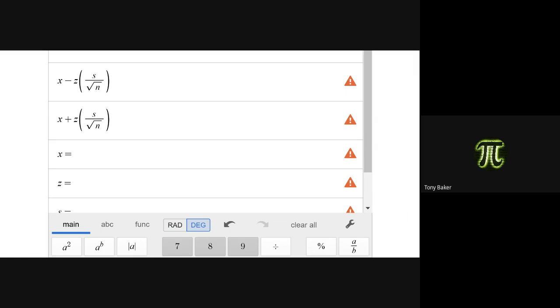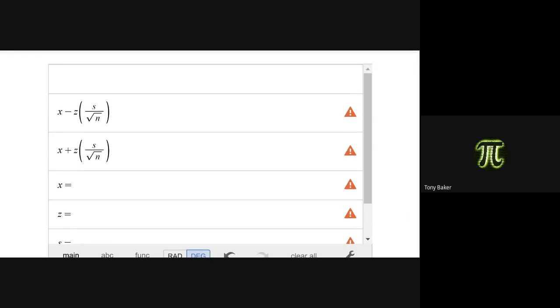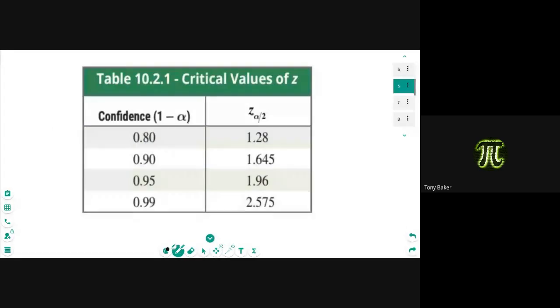I know you answered it, but it's okay. For the alpha divided by 2 part, ignore it. It's just not there. Ignore it. Because that alpha divided by 2 is those numbers.